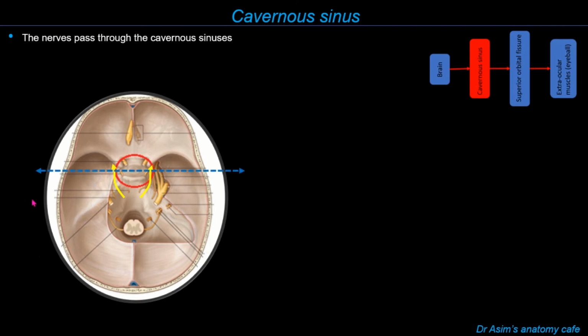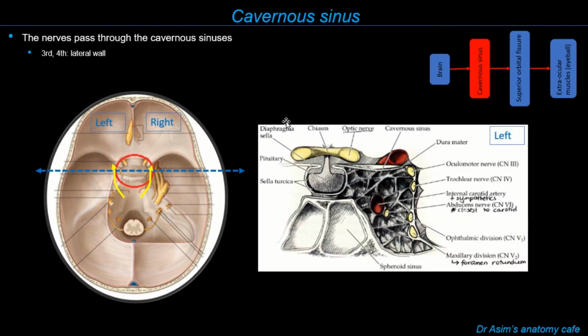Now, if we take a coronal or side-to-side section through the cavernous sinuses, then the section would look somewhat like this over here. What you can see is a section of the body of the sphenoid bone, and you can see the sphenoidal air sinuses inside it. On top of that, this is the area called the sella turcica, which is housing the pituitary gland.